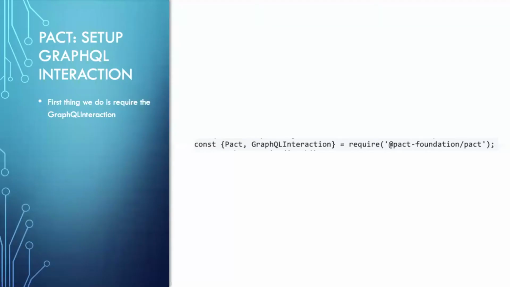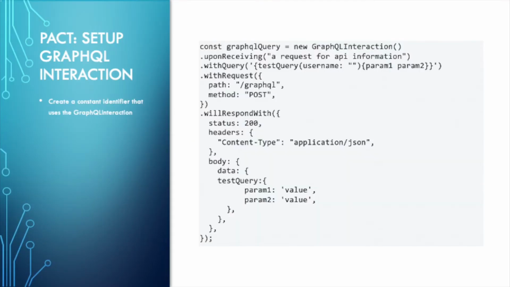The first thing we need to do is require the GraphQL interaction interface. We then need to create a constant identifier that will use our GraphQL interaction interface. Inside here, we're allotted a new variable in with query. This is where we'll actually be able to pass our GraphQL query within our request. And then the response section is the same as it was before when we were doing non-GraphQL interactions. The big difference here is that we have that with query.